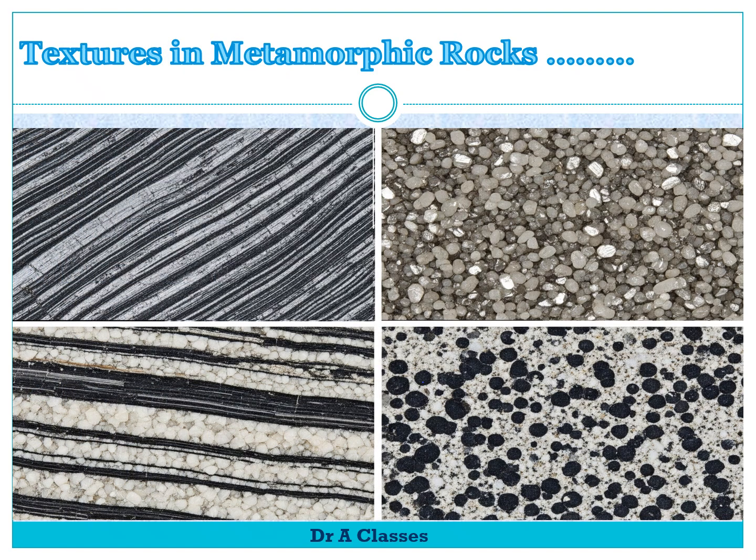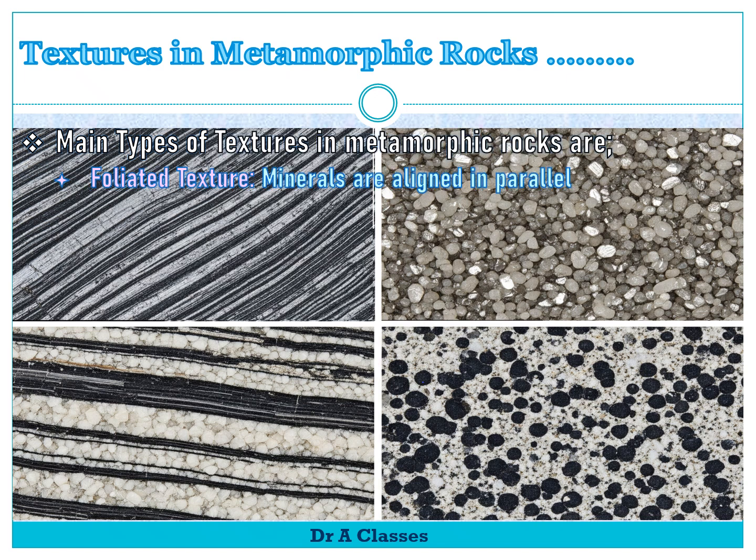Textures in metamorphic rocks. Textures in metamorphic rocks provide important clues about how the rocks were formed. The texture describes how the mineral grains are arranged and relate to one another. The main types of texture in metamorphic rocks are foliated texture, where minerals are aligned due to compressional forces. These bands or layers are characteristics of regionally metamorphosed rocks like slate, schist, and gneiss.